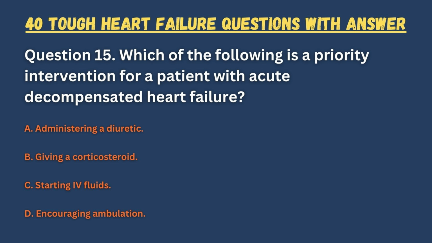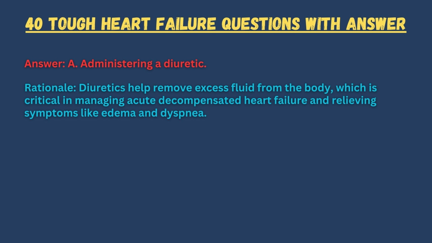A. Administering a diuretic. B. Giving a corticosteroid. C. Starting IV fluids. D. Encouraging ambulation. Answer: A. Administering a diuretic. Rationale: diuretics help remove excess fluid from the body, which is critical in managing acute decompensated heart failure and relieving symptoms like edema and dyspnea.